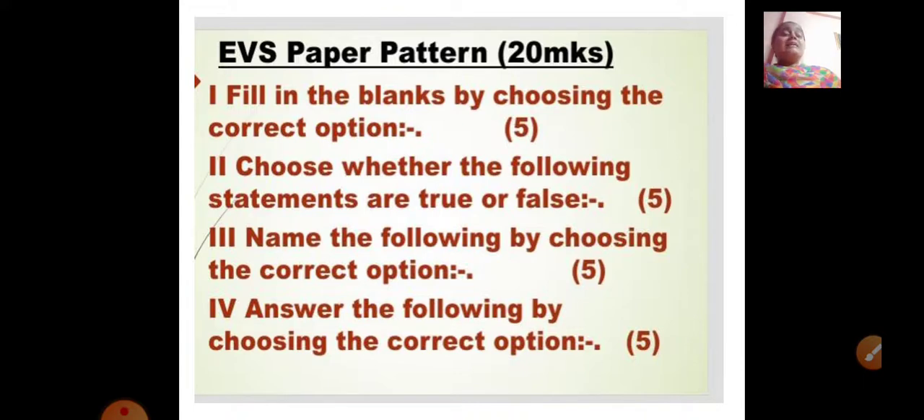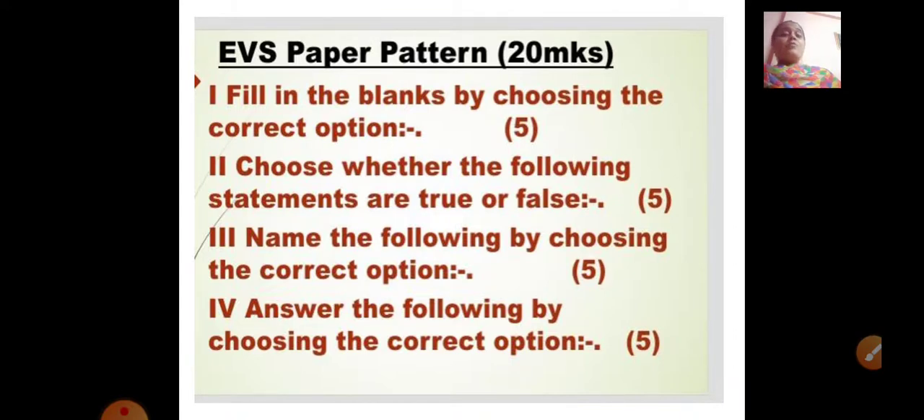And don't make a haste while solving the paper. Be very careful, read the questions carefully and slowly and try to relate and try to recollect what you have studied from this particular chapter. And this will help you a lot in solving your paper very, very easily. Is that clear? So let us start the revision.